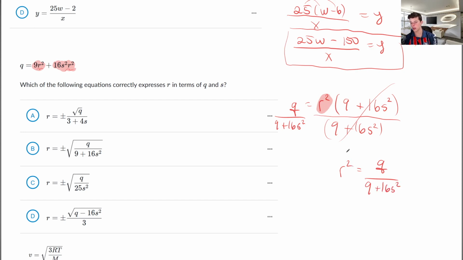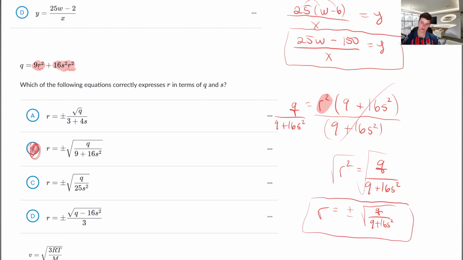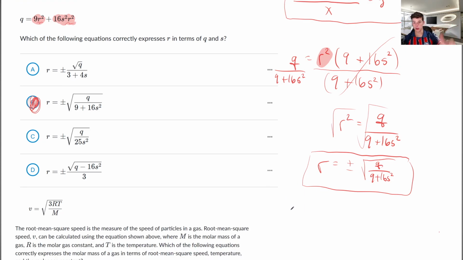And notice I just wrote the problem left to right, even though it was right to left. It doesn't matter. The left equals right, right equals left, so it doesn't matter. Okay. So now we got to take the square root of both sides. So r equals the square root of q divided by 9 plus 16s squared. So that's B. And the plus or minus here, not a big deal. We're going to learn about this plus or minus in quadratics, but it's not a big deal for this kind of question.